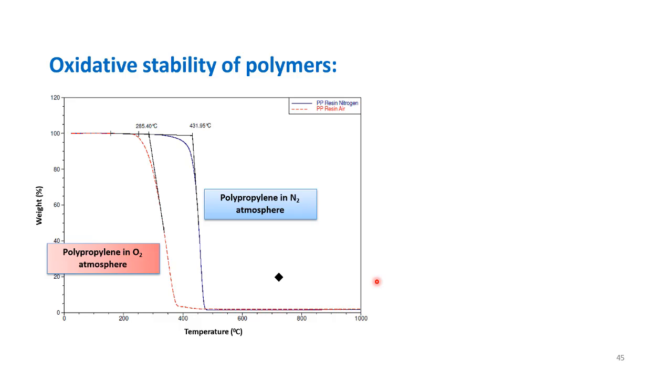Then oxidative stability. So we can perform the experiment in two different atmospheres. Like for polypropylene, in nitrogen, it is degrading at around 431 degrees Celsius. But in oxygen, it is degrading much earlier, around 285 degrees Celsius. So the oxidative stability of the polymers can also be checked.